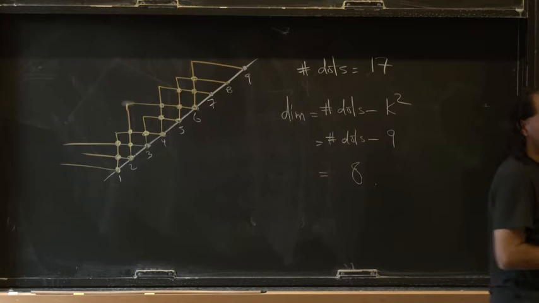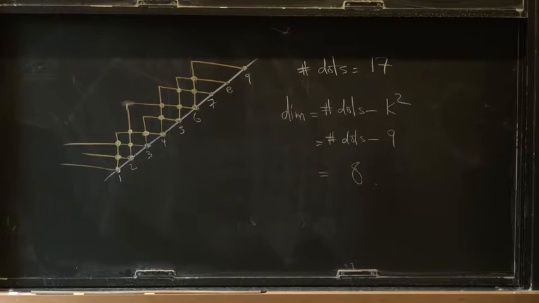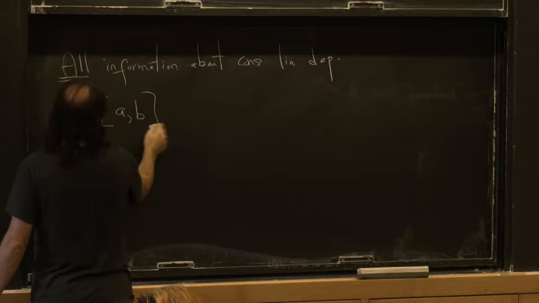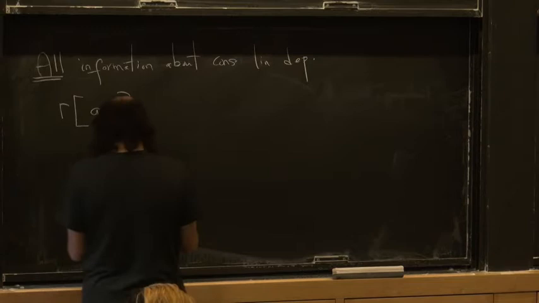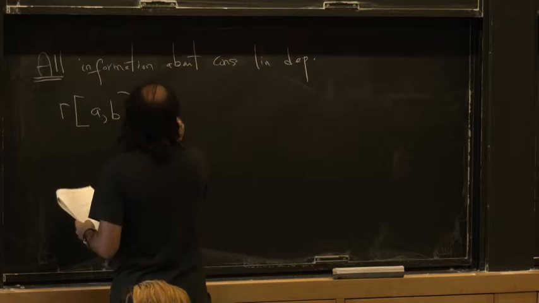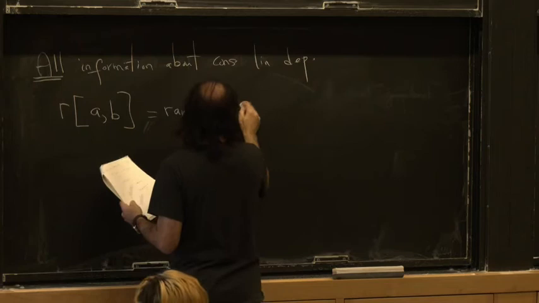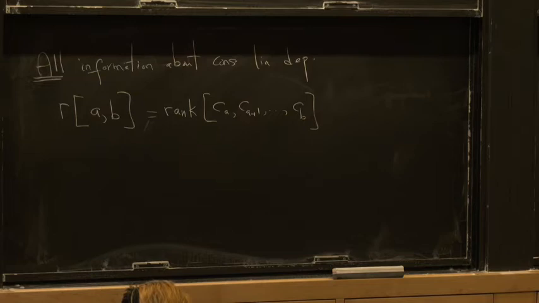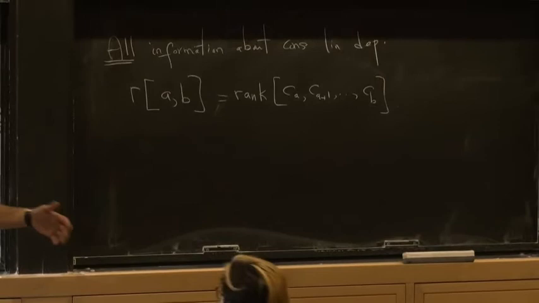Let's begin with all the information that we might want. Here is all the information about consecutive linear dependencies, which would be contained in the following set of numbers. We'll call them the rank associated with A and B, which is just the rank of the space spanned by C_A, C_{A+1}, up to C_B. Clearly this is all the information there is, at least about the consecutive linear dependencies. I'm just telling you exactly the thing that we're doing by hand in our pictures there.